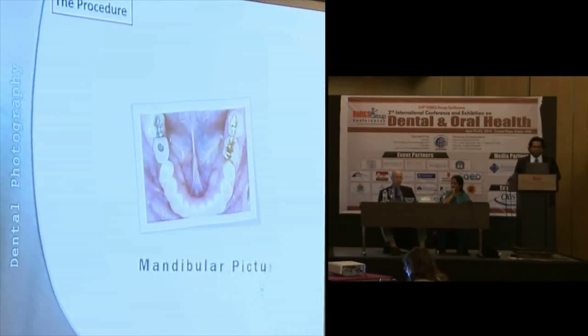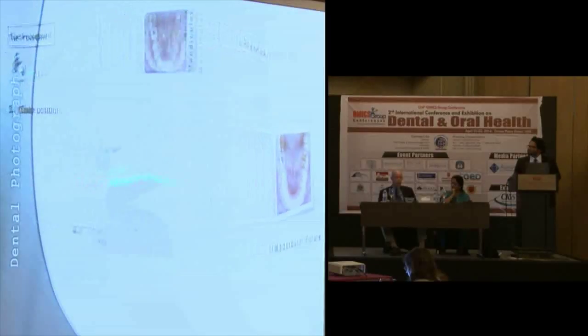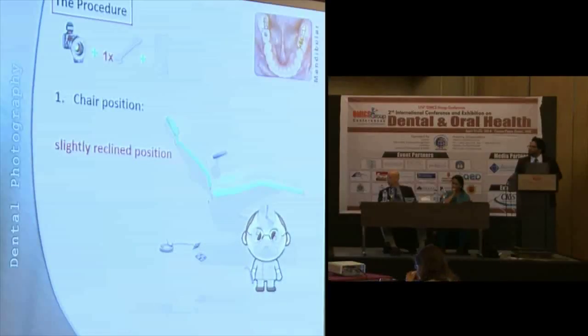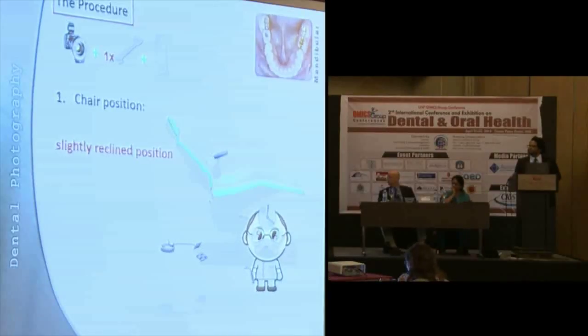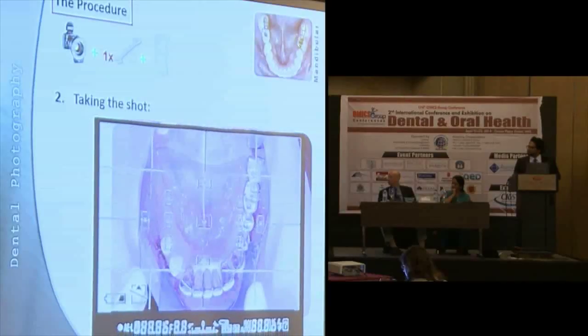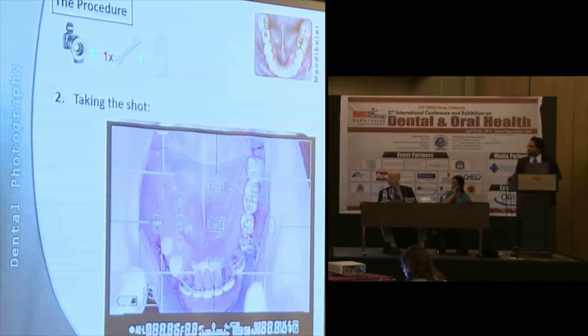Okay, now the mandibular picture. The instruments that we need are 1 cheek retractor and the occlusal mirror, the wide one. The chair should be slightly reclined, and the dentist should be on the side also. Okay, taking the shot here, the occlusal mirror and the cheek retractor, and we define our focus point.